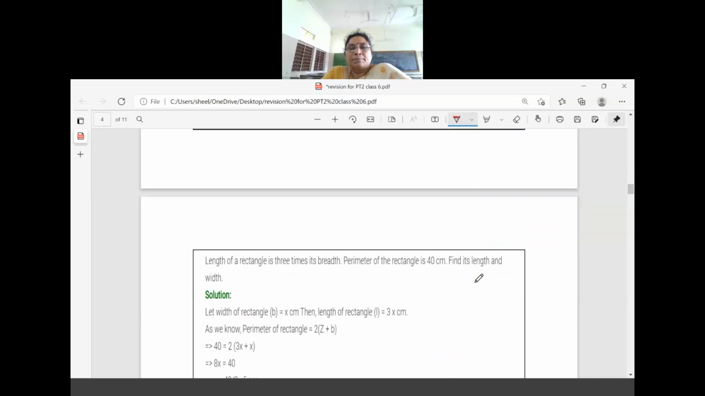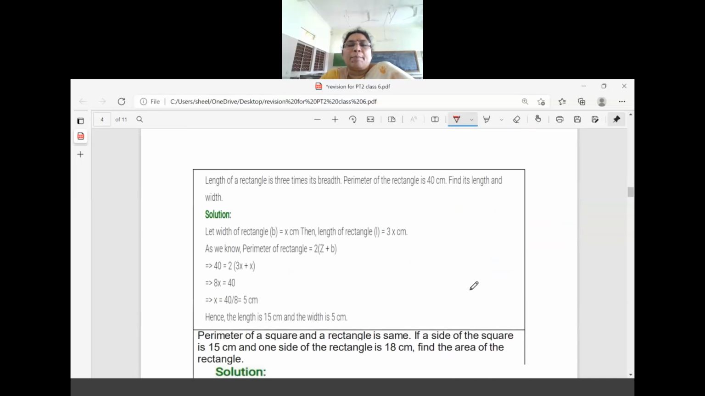Next question. The same pattern: length of a rectangle is 3 times breadth, perimeter of the rectangle is 40, find the length and the width. Or we can say that it is breadth only. Width and breadth are the same only. Width of the rectangle is x means what is the length of the rectangle? 3 times of the breadth, that is equal to 3x. Now what is the perimeter? We know the formula 2 into (L plus B) only.